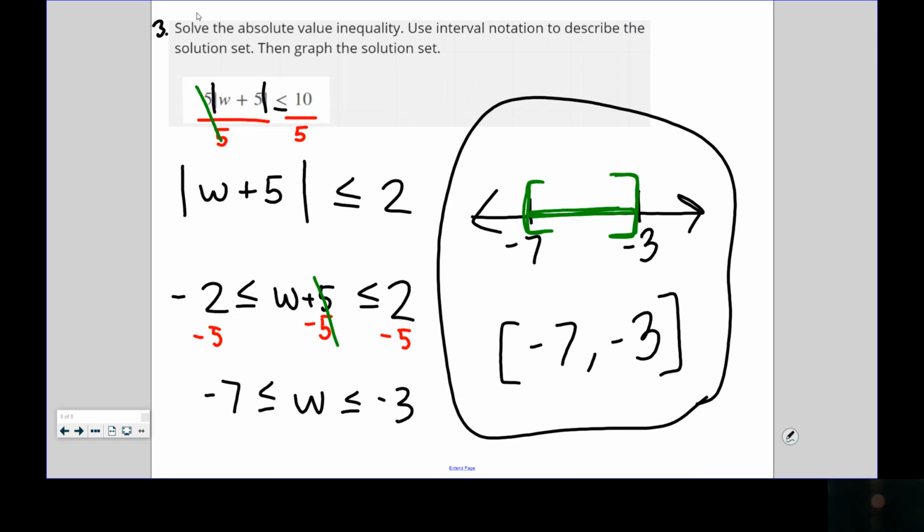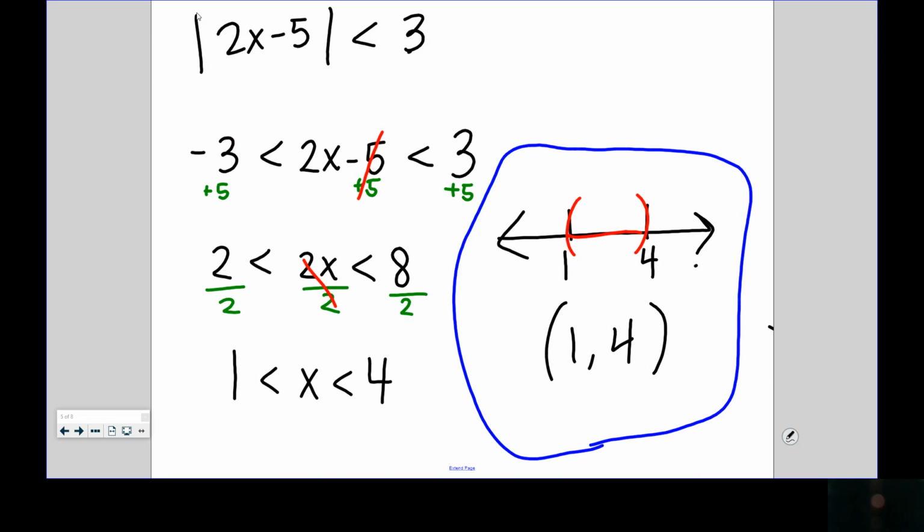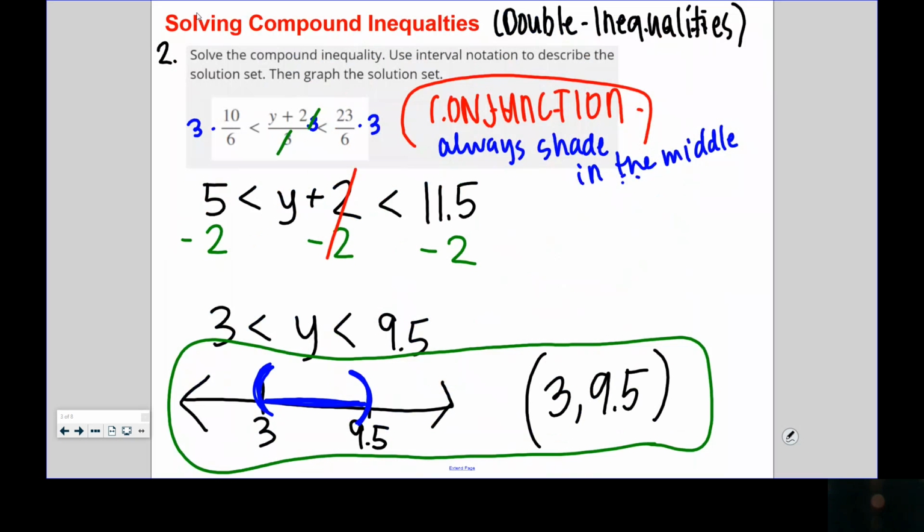Oh yeah, I can. Let me go back and do that one. I'll write it over here on the board. Thank you for reminding me. All right, so hopefully y'all can all see this. 10 over 6 less than y plus 2 over 3 less than 23 over 6.